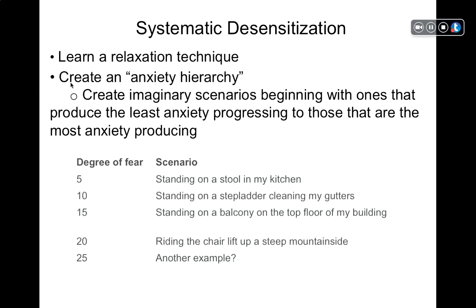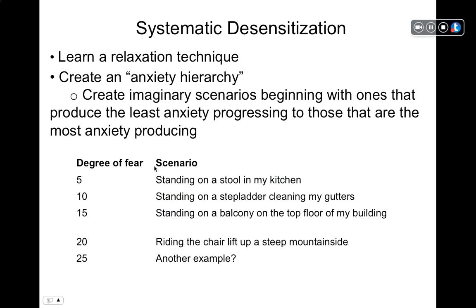So here's an example of an anxiety hierarchy pertaining to someone with a fear of heights. So the degree of fear is pretty low here, standing on a stool in my kitchen, and then we sort of ratchet up the fear degree here, standing on a step ladder, cleaning my gutters, standing on a balcony on the top floor of my building, riding the chairlift up a steep mountainside. What would be another example? Let's say hiking a very, very narrow trail on the side of a mountain, something like that.